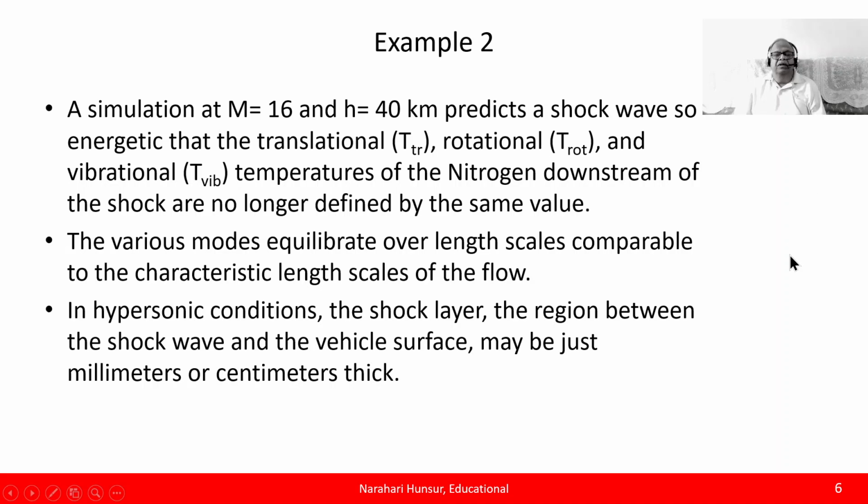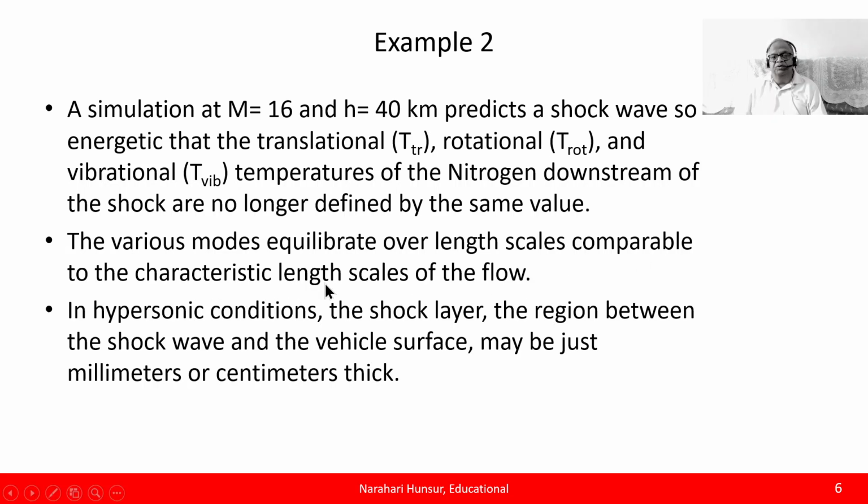Another example: a simulation at Mach 16 and altitude of 40 kilometers predicts a shock wave so energetic that the translational, rotational, and vibrational temperatures of nitrogen downstream of the shock are no longer defined by the same value. We are all used to saying the temperature of this water or air is one value, but actually in this case it becomes three different ones, related to rotation, translation, and vibration.